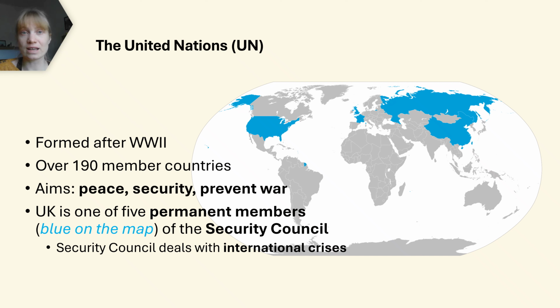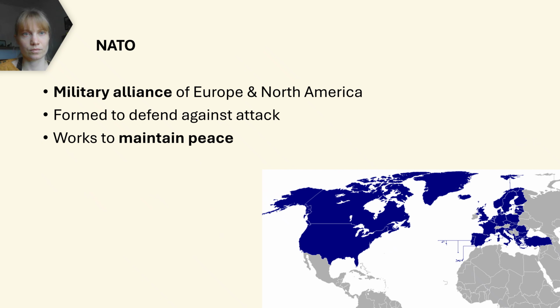It now has nearly every country as a member. The most powerful part of the UN is the Security Council, which responds to global threats and crises. The UK is one of the 5 permanent members, giving it a central role in decision-making. NATO is a defense organization made up of countries from Europe and North America. Members agree to protect one another if any are attacked. It also focuses on promoting peace and stability among its members.